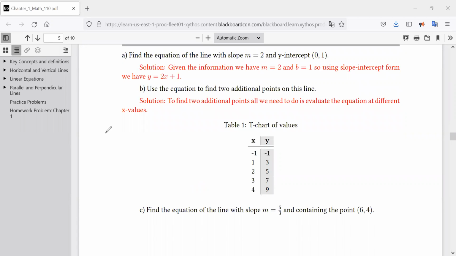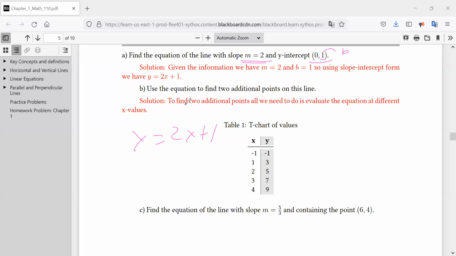Okay, so we want to find the equation of a line with a slope of m equals 2 and the y-intercept of (0, 1). So this is our y-intercept because our x value is equal to 0. So that tells me that this right here is the b. This right here, we already know the slope is m, that's equal to 2. And so using slope-intercept form, we would just get y is equal to 2x plus 1. Right? So that's enough to define the equation.